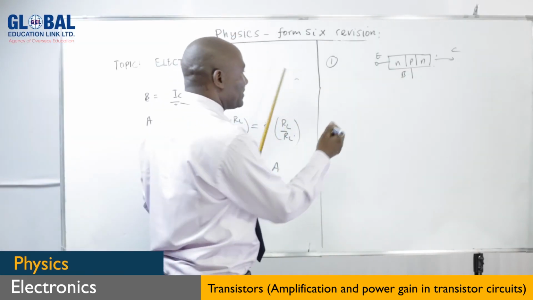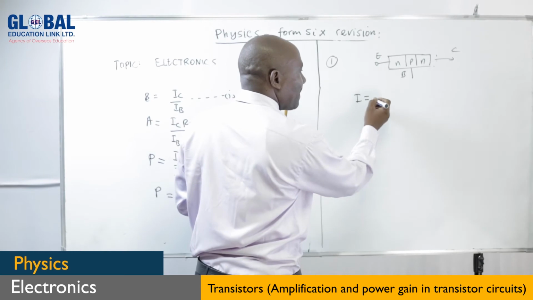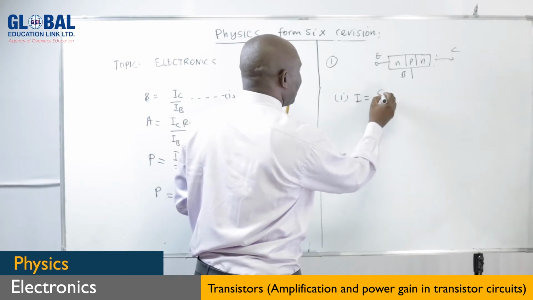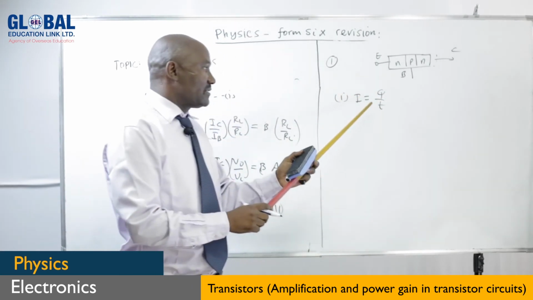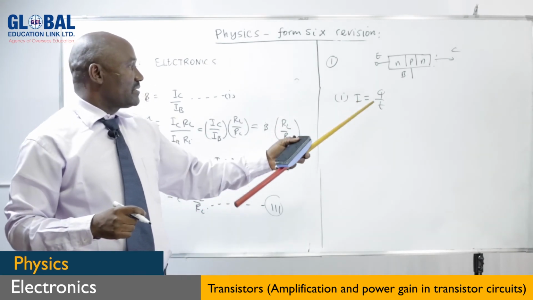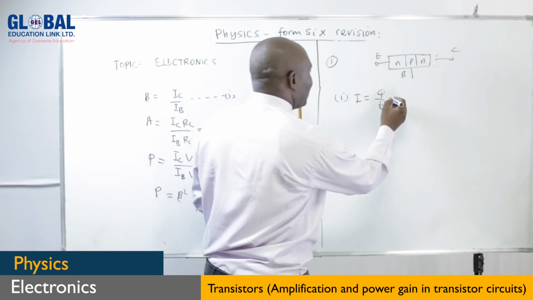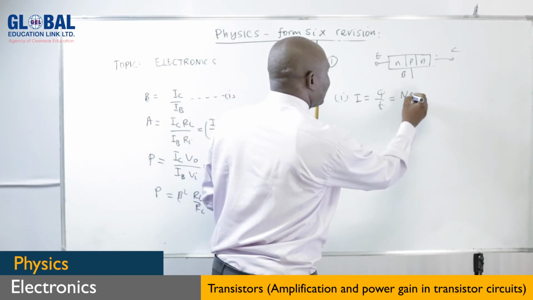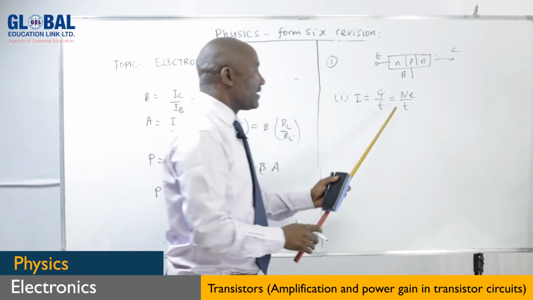So from here you know that current equals what? Charge over time. Because the number of charges is not changing, you could write dq/dt, but it's q over time. And how do we get the charge? We take n times e. This gives us the charge.